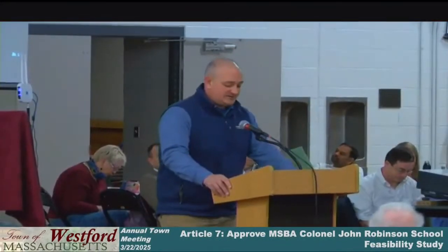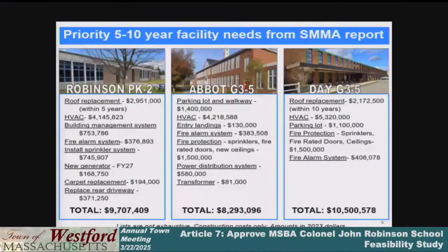This slide identifies the priority capital needs for Robinson, Abbott, and Norman Day schools over the next 5 to 10 years. Roofing, HVAC, fire suppression, and parking lot replacements are just some of the upgrades that these schools will require. What's important to note is that these cost estimates represent 2023 pricing, so an escalation factor would need to be applied for each year these projects are deferred.